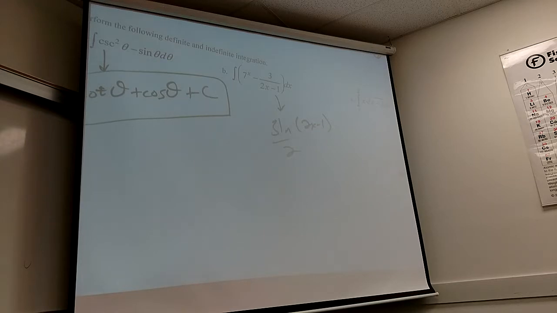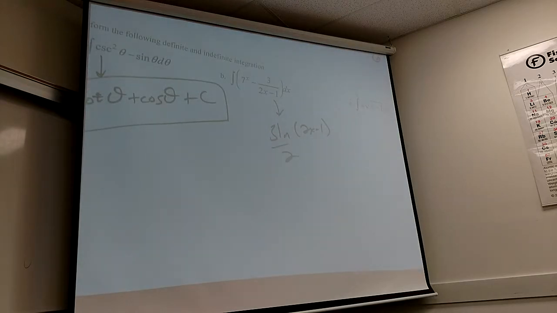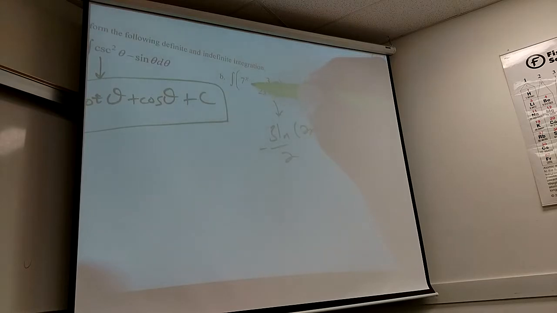You don't always need u sub, especially if it's linear stuff that's inside. Don't do u sub. Well, you can do it, whatever. But you shouldn't have to. So it's still negative. And who remembers the derivative of 7 to the x?